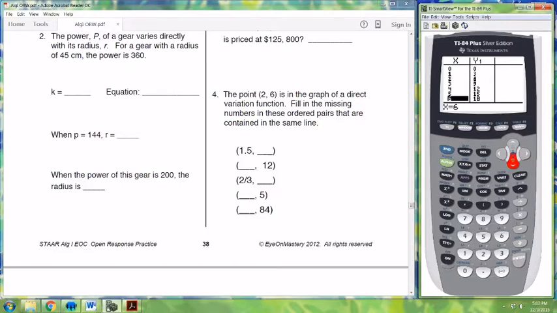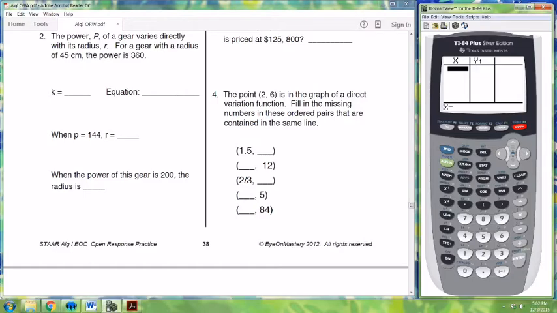But not all of them are listed in here. So one thing that you can do, you could always just plug the numbers into the equation, y equals 3x, and find the missing problem. Here's something else. If you hit second window, and we're going to change this independent option to ask. So I'm going to go down 2 times, go over to ask, and hit enter. And then I'm going to go back to the table.